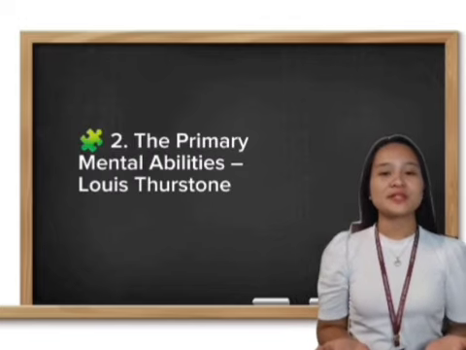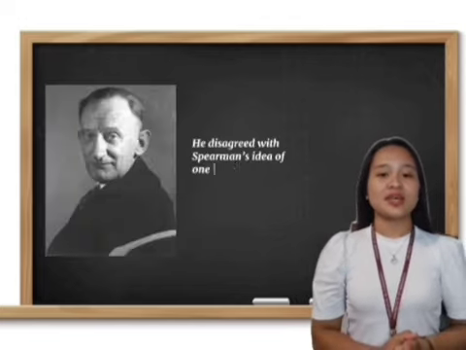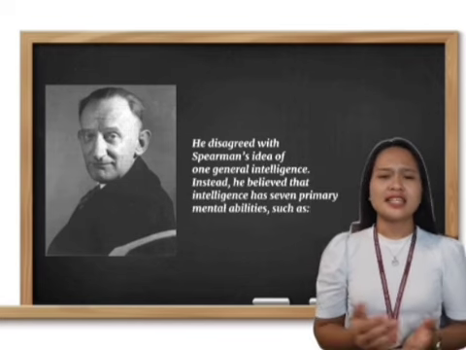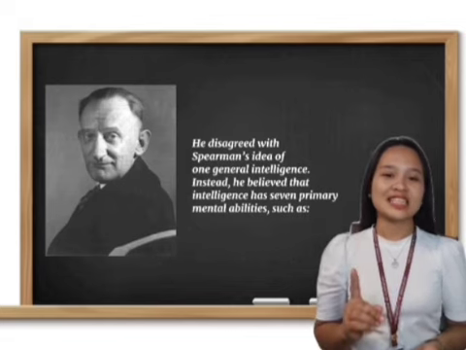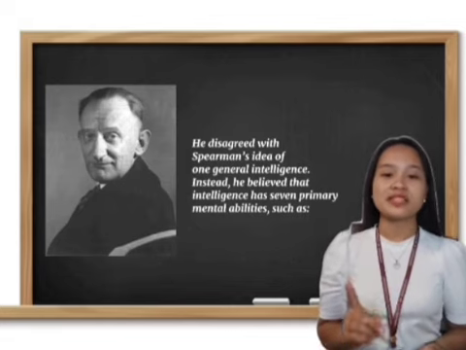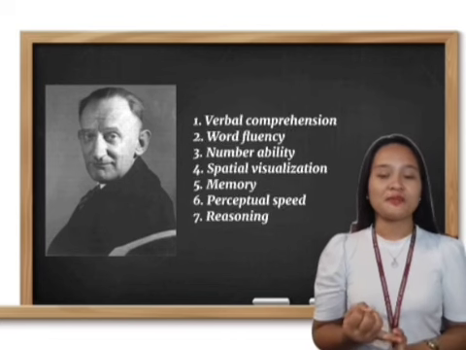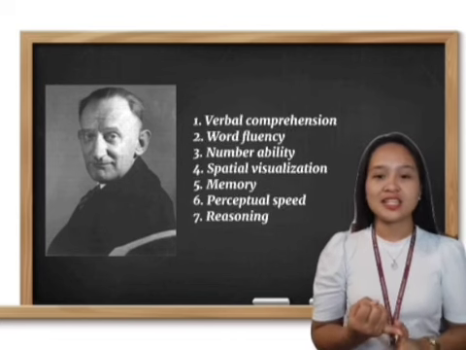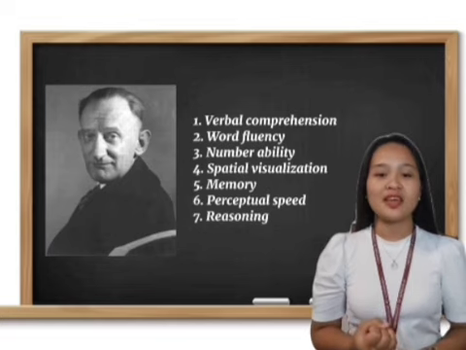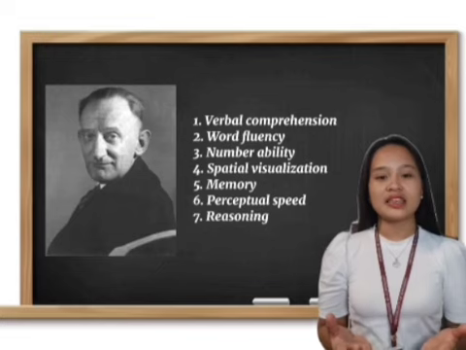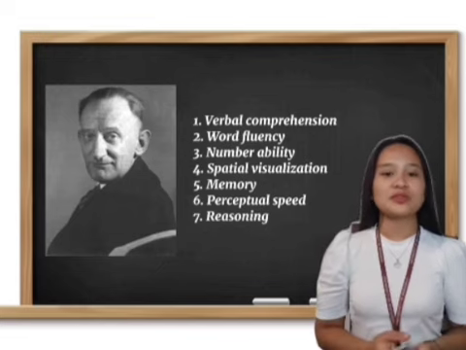Next, we have Louis Thurstone. He disagreed with Spearman's idea of one general intelligence. Instead, he believed that intelligence has seven primary mental abilities. Number 1, verbal comprehension, the ability to understand and use words correctly. Number 2, word fluency, the ability to quickly think of and produce words.